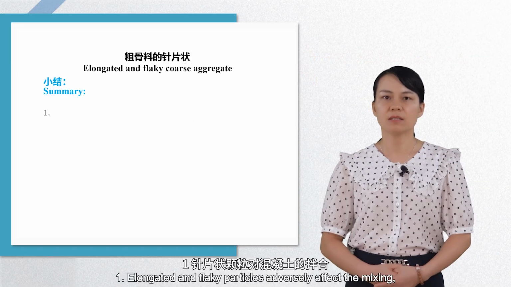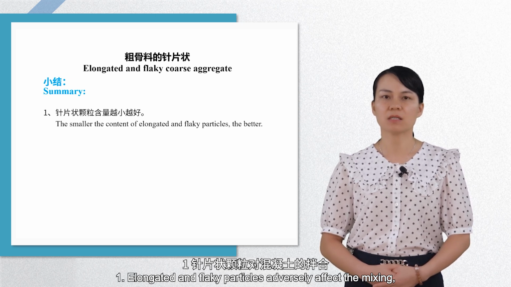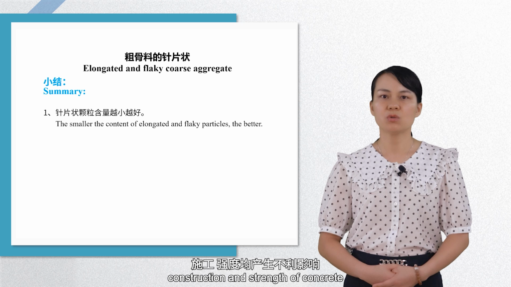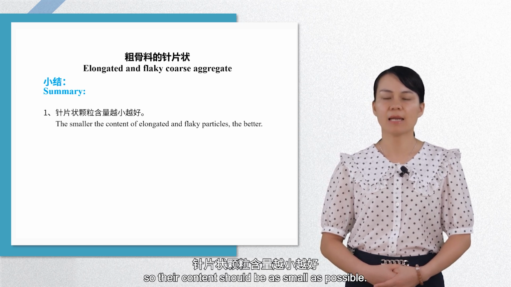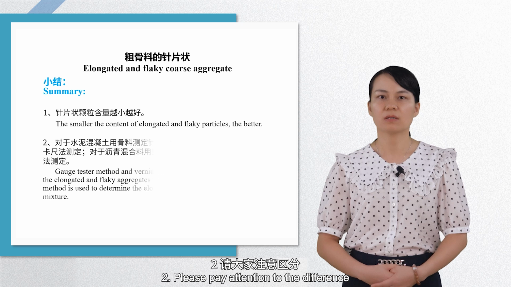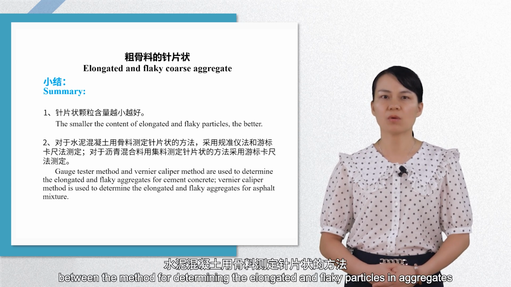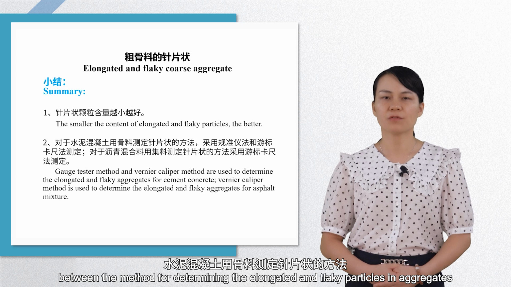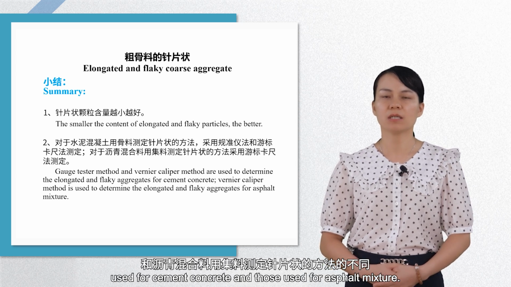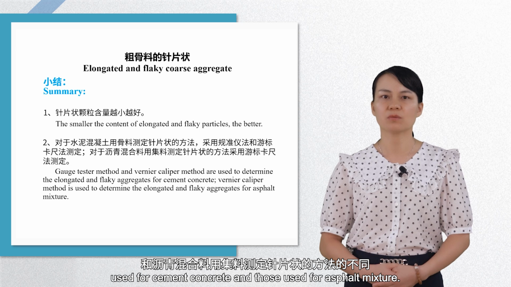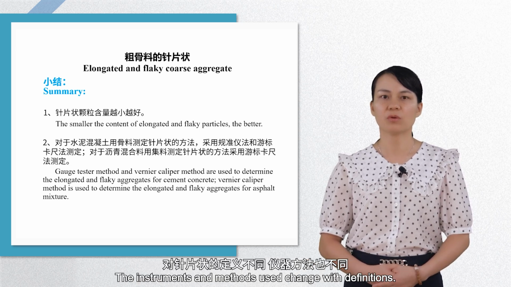Summary. 1. Elongated and flaky particles adversely affect the mixing, construction, and strength of concrete, so their content should be as small as possible. 2. Please pay attention to the difference between the method for determining the elongated and flaky particles in aggregates used for cement concrete and those used for asphalt mixture. The instruments and methods used change with definitions.